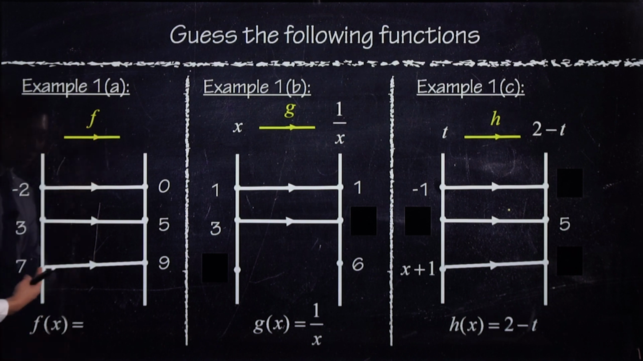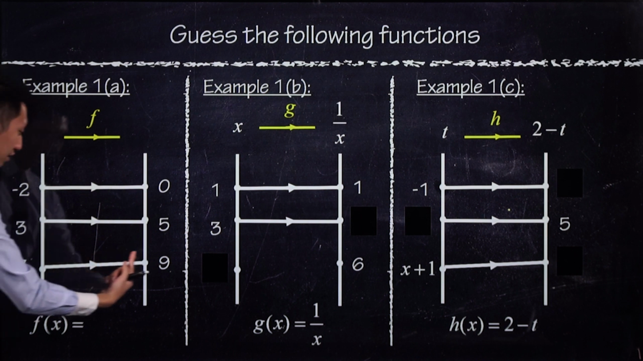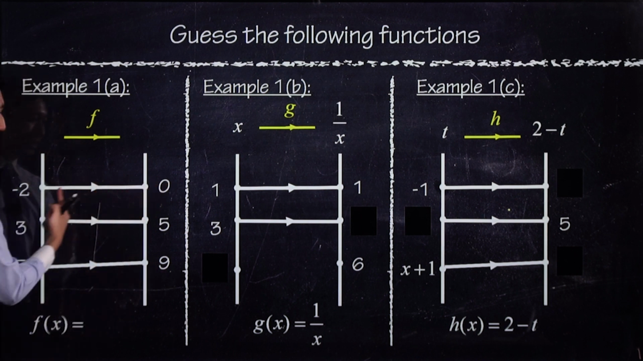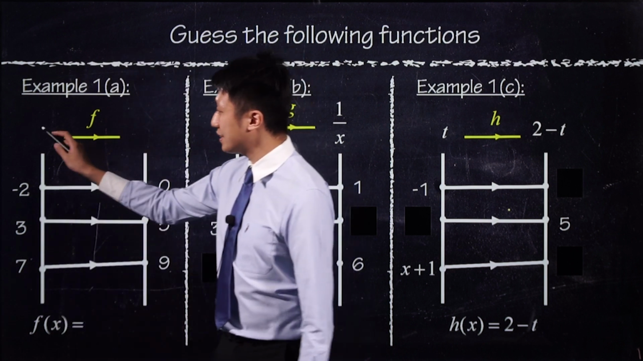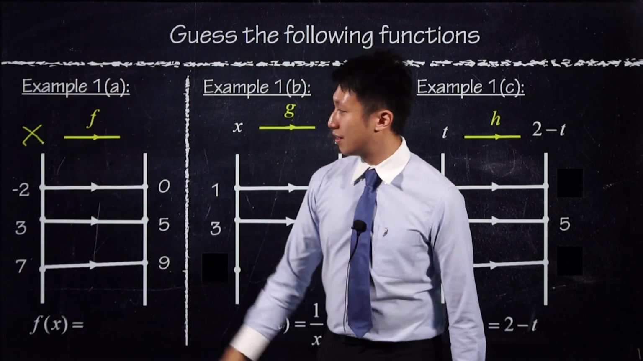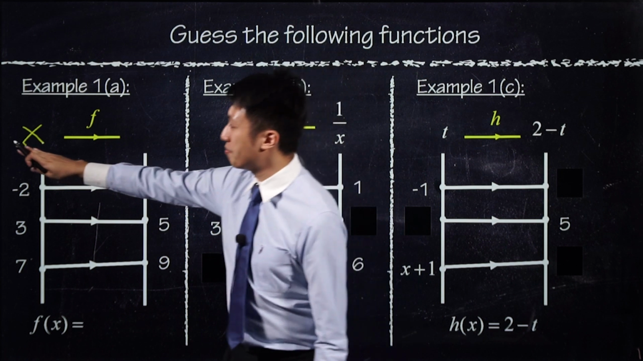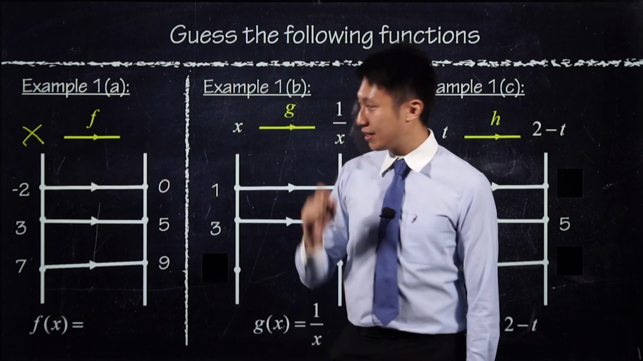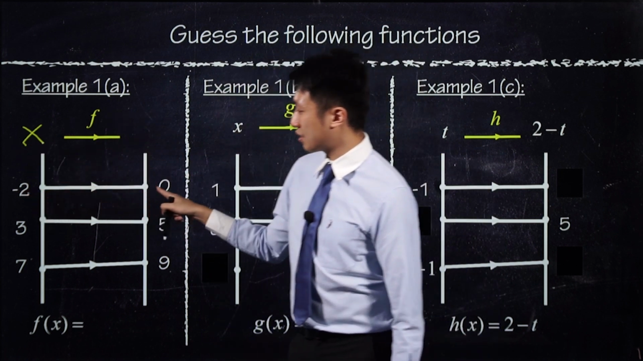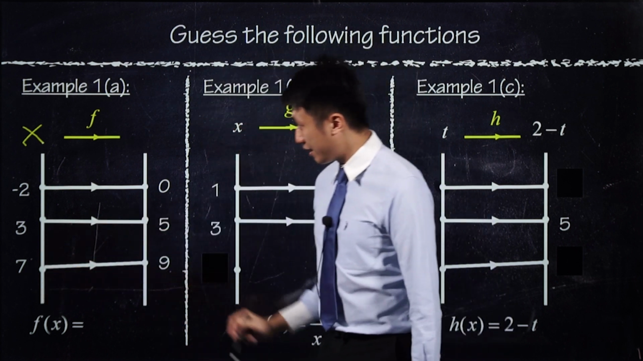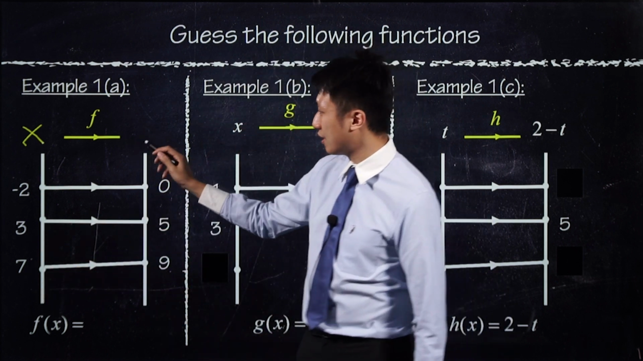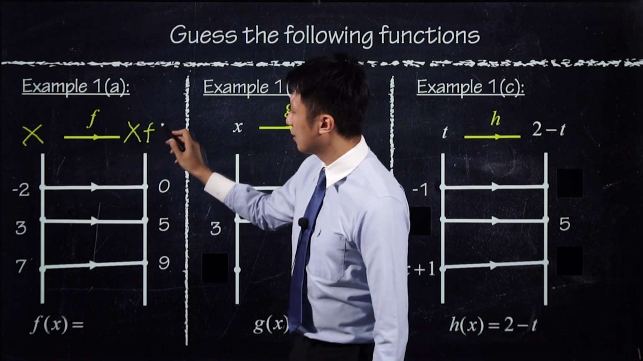I want to guess what is the function that maps -2 to 0, that maps 3 to 5, that maps 7 to 9. So the difference here is 2. What do you think? Left hand side, normally you name this as x. Right hand side is the things that transform this one to this one. So -2 plus 2 you get 0. This thing plus 2 you get this one. This thing plus 2 you get this one. So I will guess that it will be x plus 2.